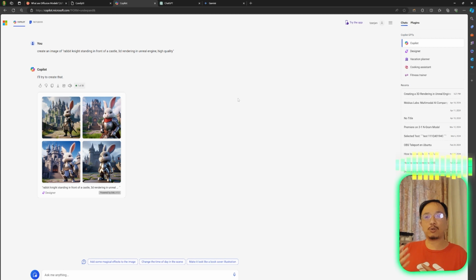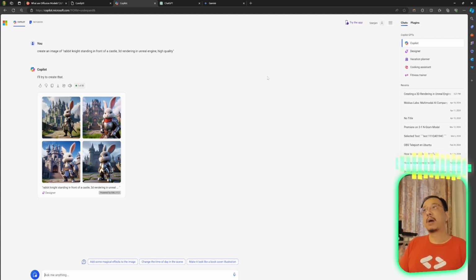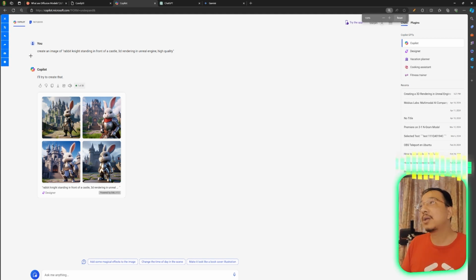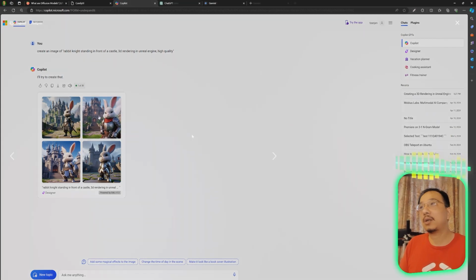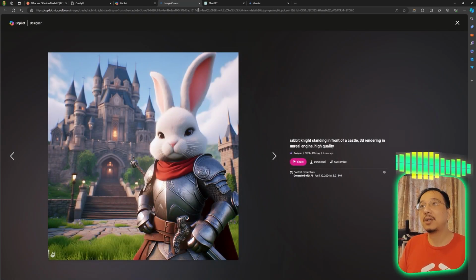But since the diffusion model is so popular, most of the general AI chat platforms like ChatGPT or Bard or Microsoft Copilot all provide the ability to generate images, and they are using diffusion models. For this example, I'm using Microsoft Copilot. The prompt I'm using is: create an image of a rabbit knight standing in front of a castle, 3D rendering in Unreal Engine, high quality. You can see that the generated image is something like this one, and you can download it.